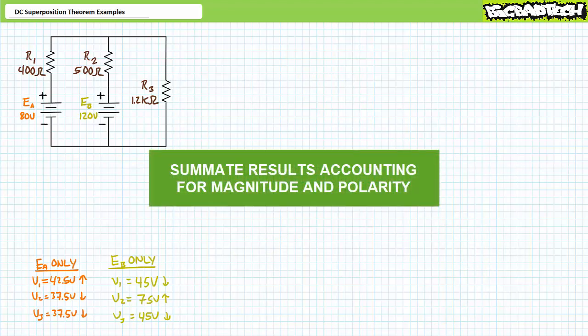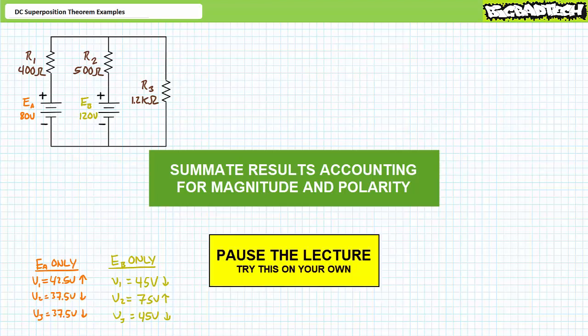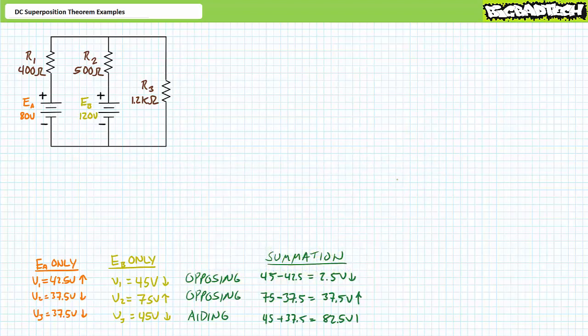Stage 3 of this illustrated example problem now dictates we summate the values of our previous analyses, accounting for not only magnitude, but also polarity and direction. By all means, pause the lecture and try stage 3 on your own. If you're tracking, you should have obtained the following results. R1 experiences the opposing contribution of source A and B. As a result, it experiences 2.5 volts, oriented positive to negative, top to bottom.